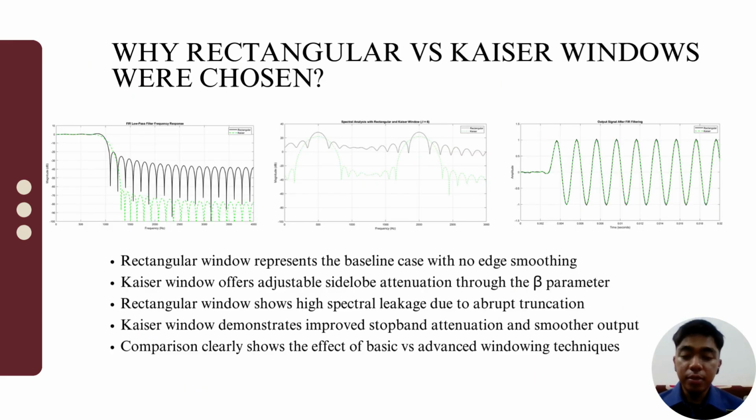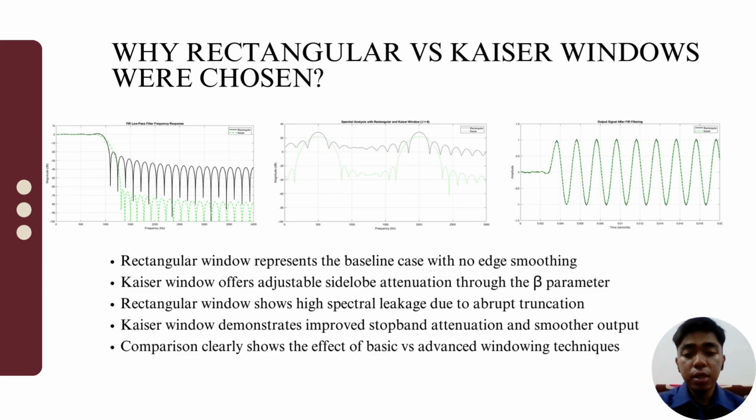Okay. For this slide, I will present the rectangular window and the Kaiser window, where we are choosing two filter windows. To ensure a fair comparison, I am still using the sampling frequency of 8,000 Hz and the cutoff frequency of 1,000 Hz. Also, the filter order we are using is 51.